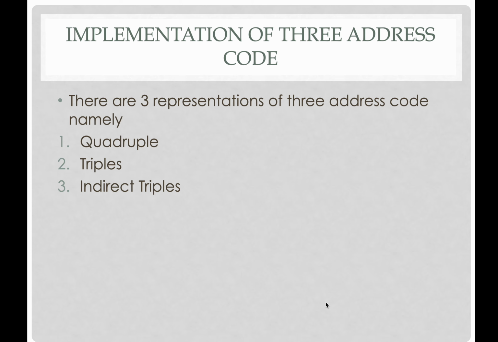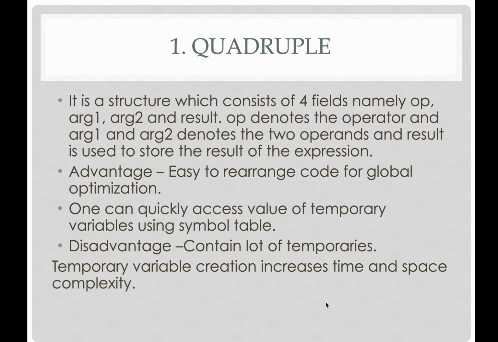And coming to the implementation of three address code, there are three different representations of three address code. They are quadruples, triples, and indirect triples. Firstly, quadruples. It is a structure which consists of four fields, namely operator, argument 1, argument 2, and result. Op denotes the operator, argument 1 and argument 2 denote the operands, and result is used to store the result of the expression.